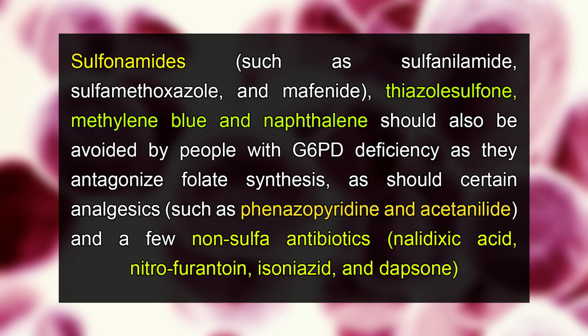Sulfonamides such as sulfanilamide, sulfamethoxazole, and mafenide, thiazolesulfone, methylene blue, and naphthalene should also be avoided by people with glucose 6-phosphate dehydrogenase deficiency, as they antagonize folate synthesis, as should certain analgesics such as phenazopyridine and acetanilide, and a few non-sulfa antibiotics like nalidixic acid, nitrofurantoin, isoniazid, and dapsone.